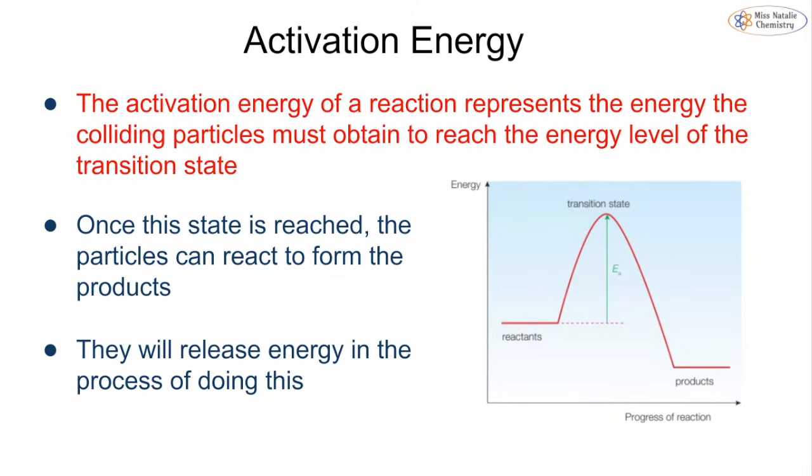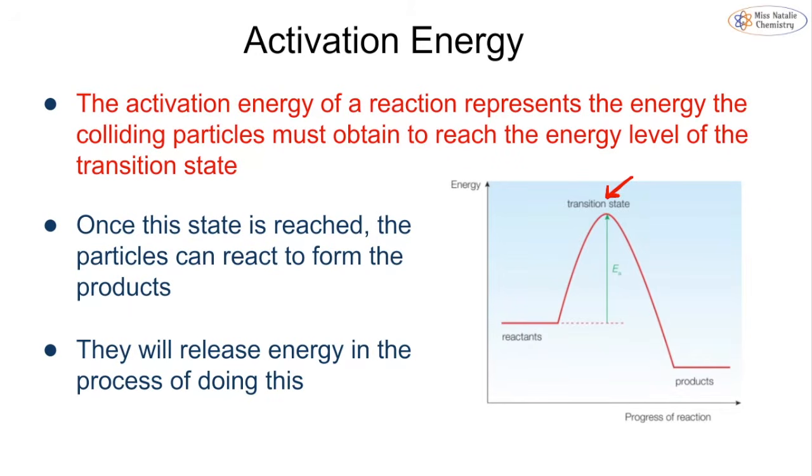Now we can talk about activation energy, and we know that activation energy of a reaction represents the energy that the colliding particles must have in order to get a successful collision. And now we can change that slightly, and we can say it's the energy that they must obtain in order to reach the energy level of the transition state. So the transition state is this peak at the top here.